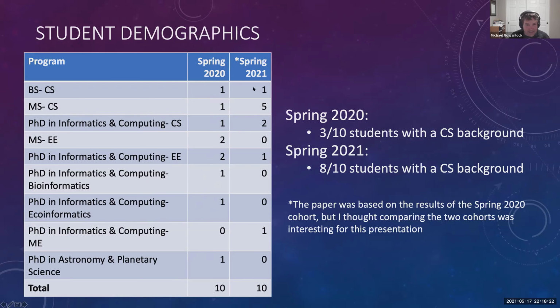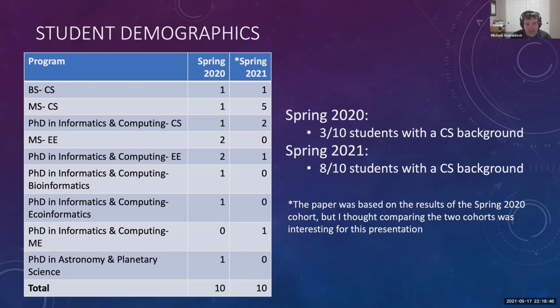And then this next semester was far less diverse. So 8 of the students had a computer science background. We had 1 electrical engineer and 1 mechanical engineer in the PhD programs. So this one had 8 students with computer science background. This only had 3 in total that had a computer science background.